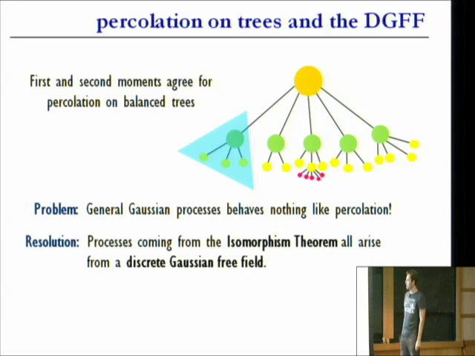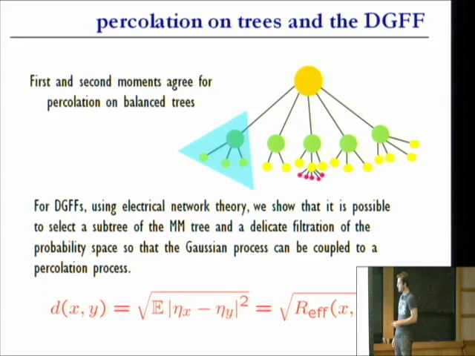We use the fact, though, that this Gaussian process is not an arbitrary process, but it's coming from this discrete Gaussian free field. And we know a lot about that because we know a lot about the geometry of resistance metrics. And so now, by using electrical network theory and the structure of this resistance metric, we're able to say that you can overcome this problem. So basically, we reduce the problem to the following case.